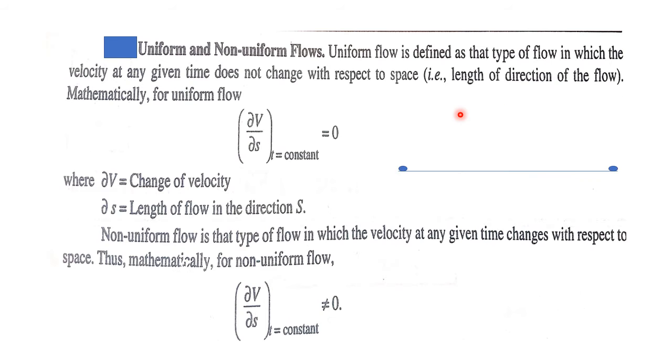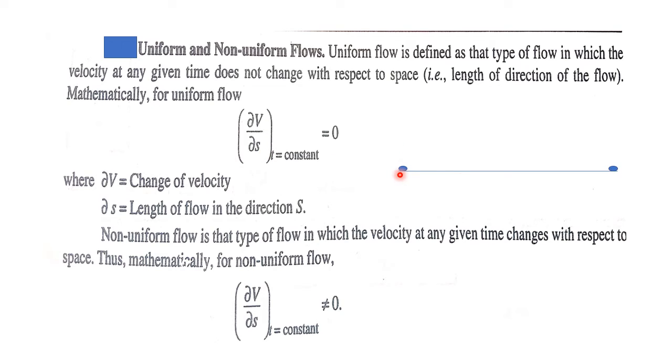Next we will study uniform flows and non-uniform flows. Uniform flow is defined as that type of flow in which the velocity at any given time does not change with respect to space. Here space means the length in the direction of the flow. In uniform flow we are not bothered about pressure or density; it is related only to velocity. That means dou v upon dou s is equal to 0, where s indicates the direction of the flow. So there is no change in velocity with respect to change in space.